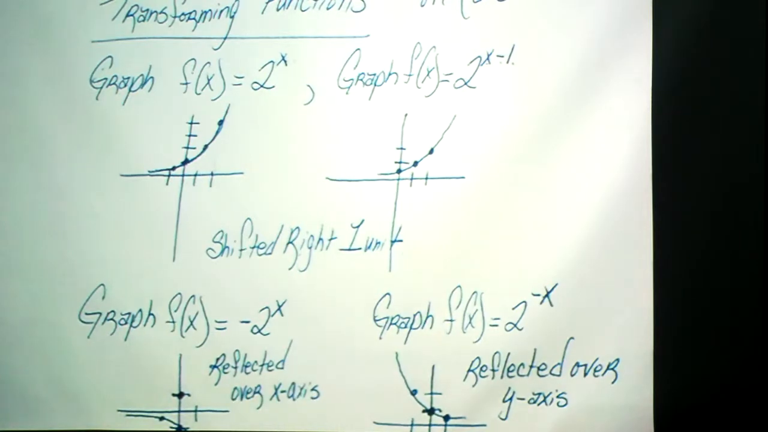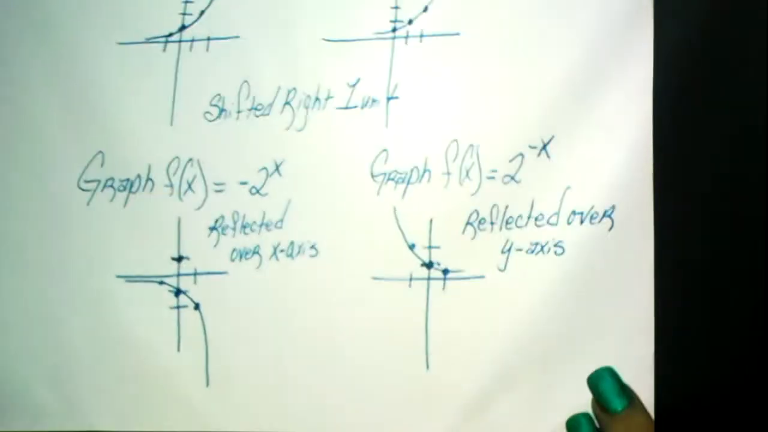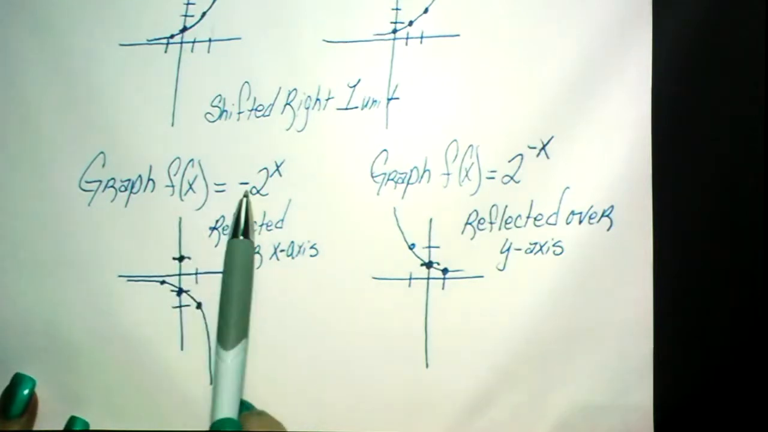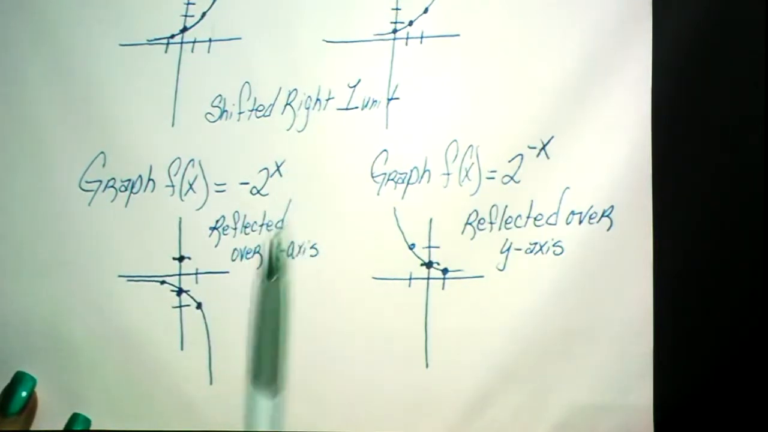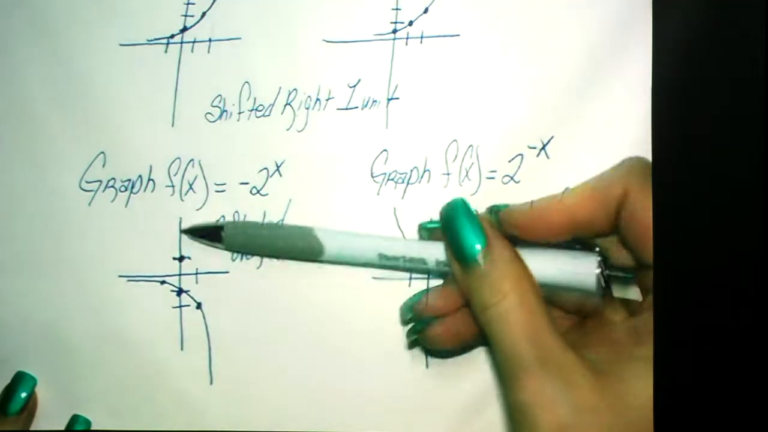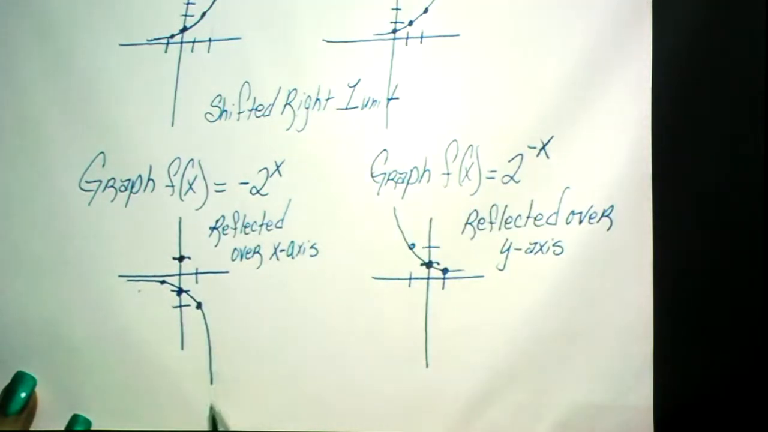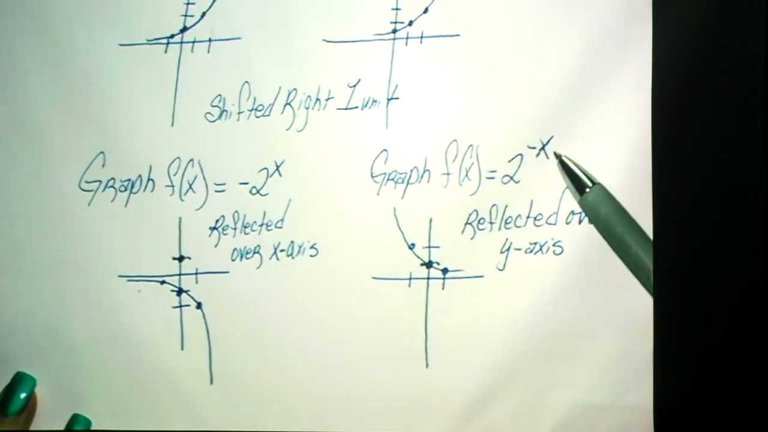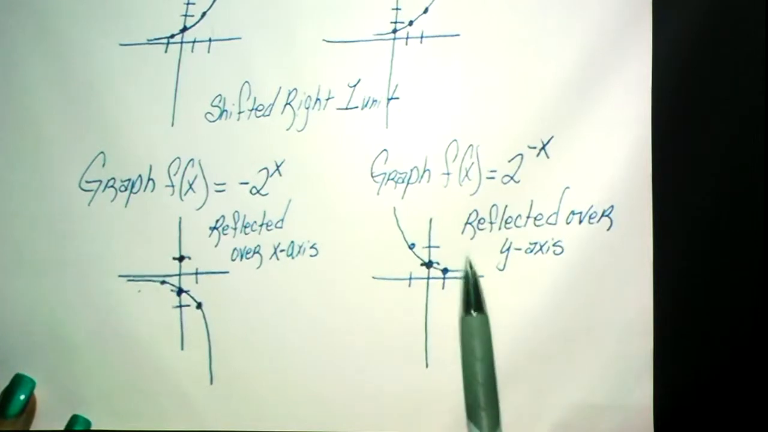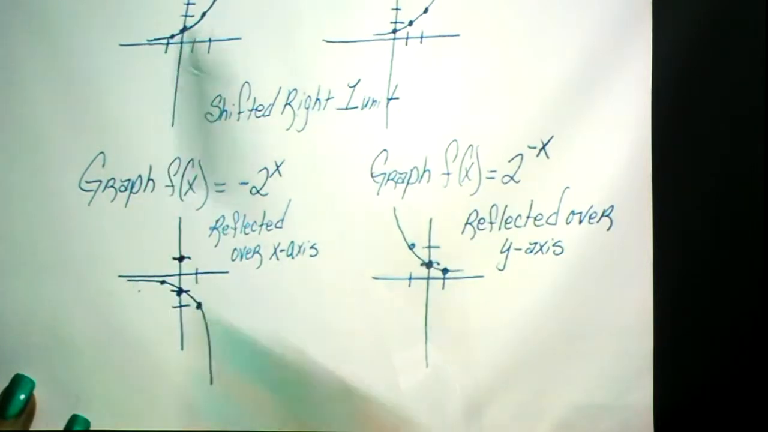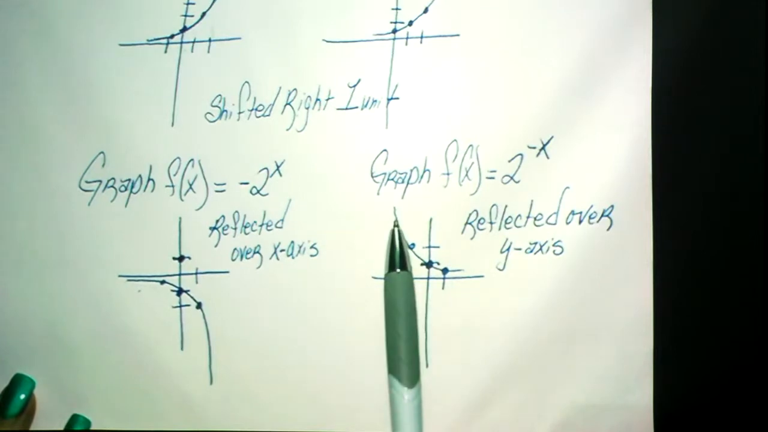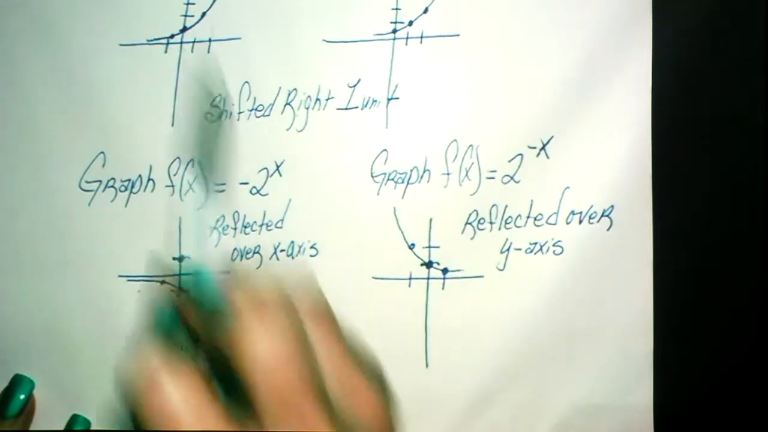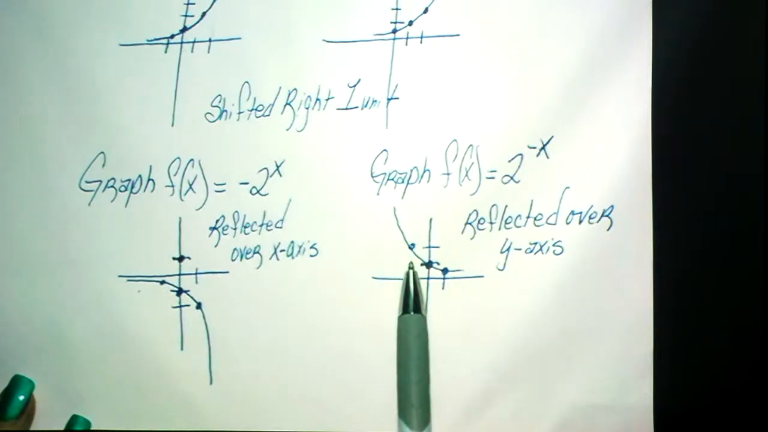Okay? Now, if I switch this graph and I made it a negative 2 raised to the x, what happens is your graph flops over your x-axis. It's a reflection over your x-axis. Okay? If you change it and you say it's 2 raised to a negative x, negative exponent, it reflects it over the y-axis. So this one is reflected over the y-axis, so it flips it from an increasing function, which would be this, to a decreasing function.